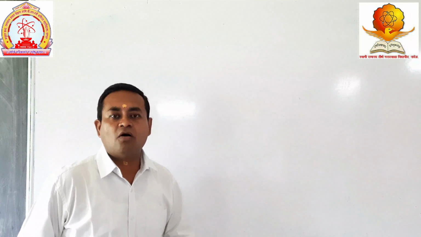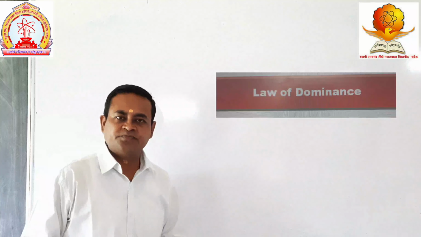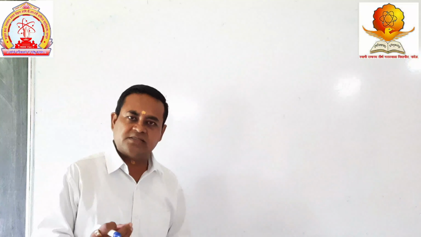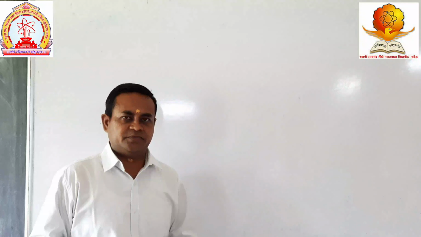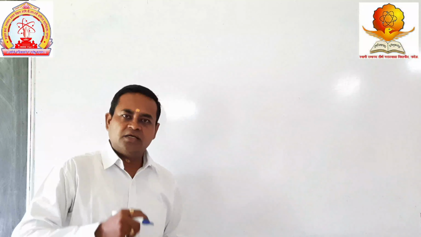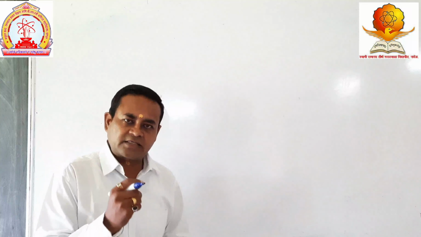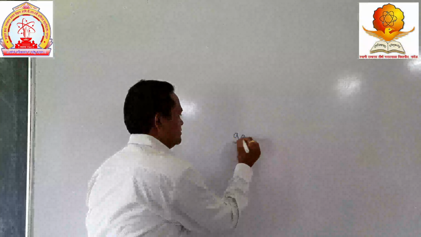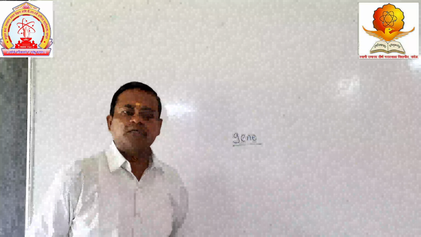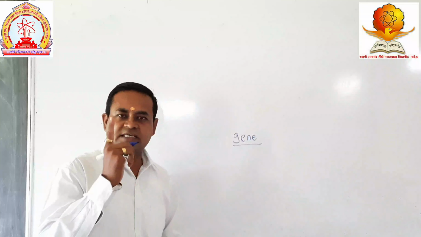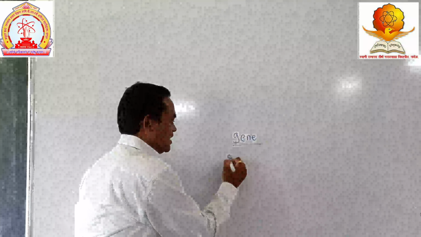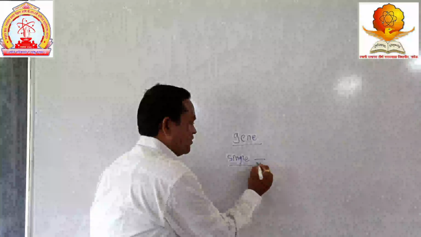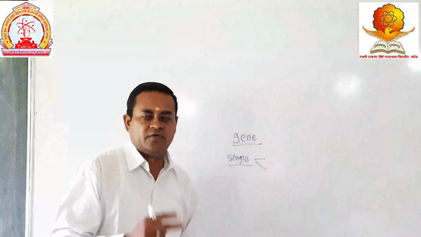What do you mean by law of dominance? Here it is very simple. You know that a single character is expressed by a pair of factors. Here Mendel gave the name factor, but nowadays we call it the gene. But before that, Mendel knew it as the factor. A single character is expressed by a pair of factors, meaning it has a pair of factors.